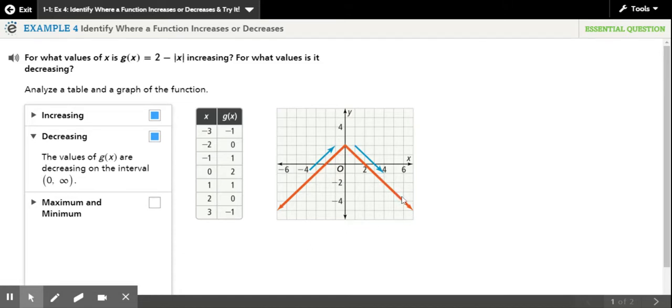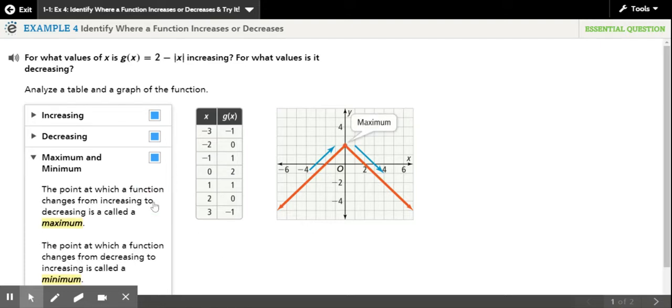We're not even talking about where it is positive or negative in terms of the x-axis. We're just talking about where's it going up, where's it going down. And then specifically with an absolute value function, it's going to have a maximum or a minimum. In this case, it has a maximum because the whole thing is opening down. So there is a point at the top. The vertex is at the top. If it was a standard absolute value function and it was opening up, then it would have a bottom, so it would have a minimum.